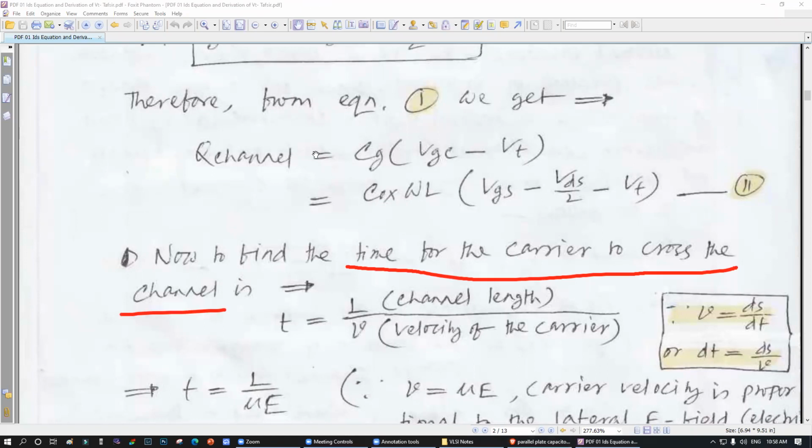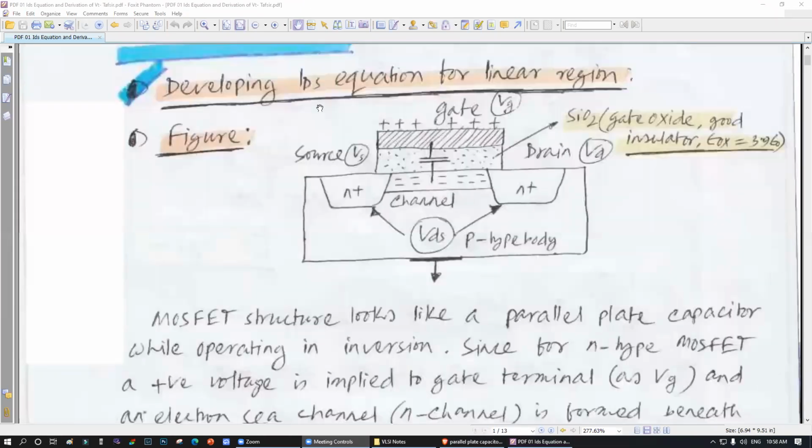That means if you have an electron here, how much time does it need to go from here to here? That is the T. Now, how to find that? You have to find it using the length. This is the length, right? Length divided by velocity.